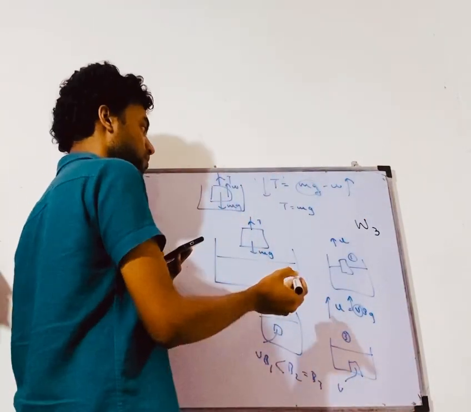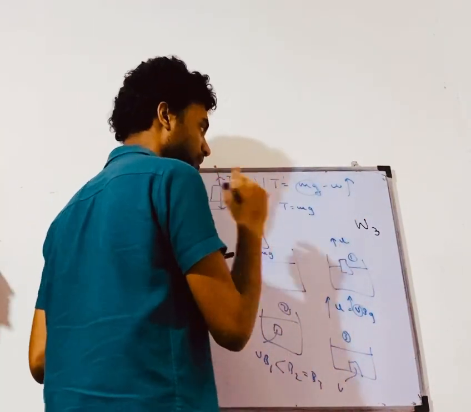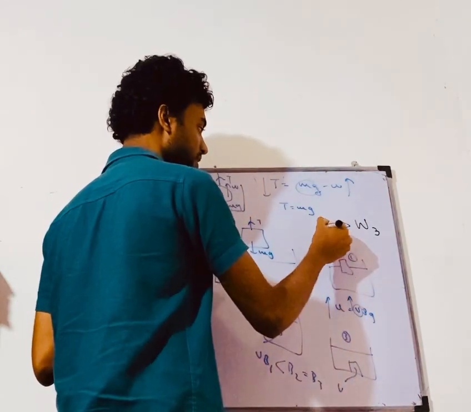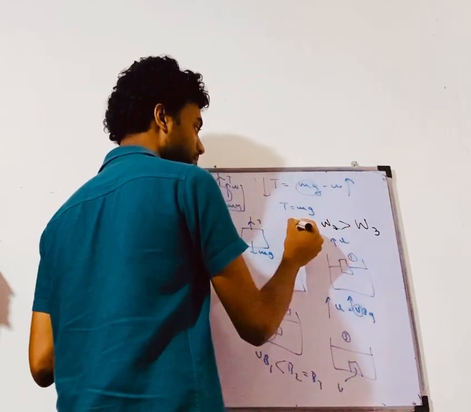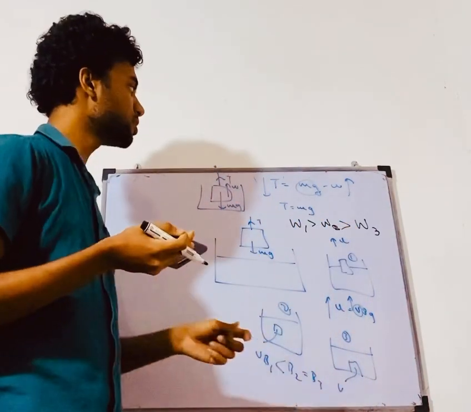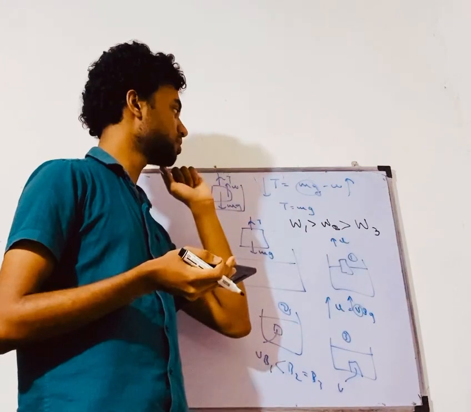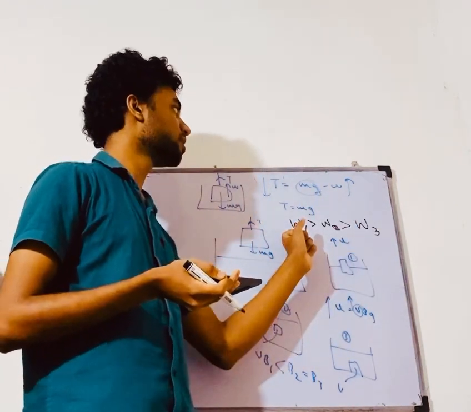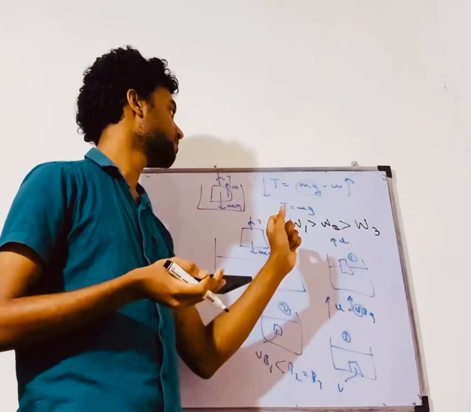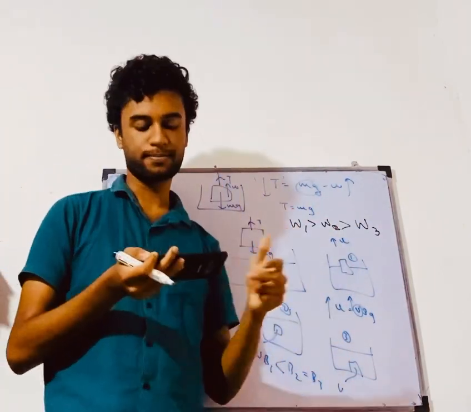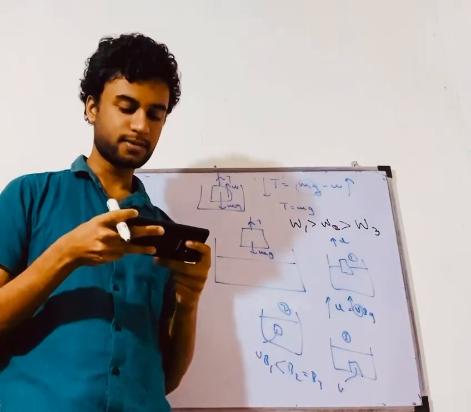After W3, which should be higher? W2 is greater than W3. But W1 is greater than W2. Why is W1 greater than W2? Because in position 1, which gives you the reading W1, upthrust is lower. When upthrust is lower, tension is higher. If the tension is higher, the reading is higher. So now you understood that, I guess.